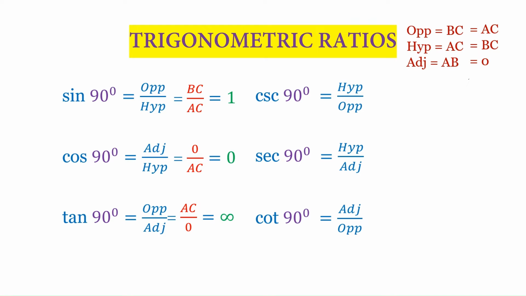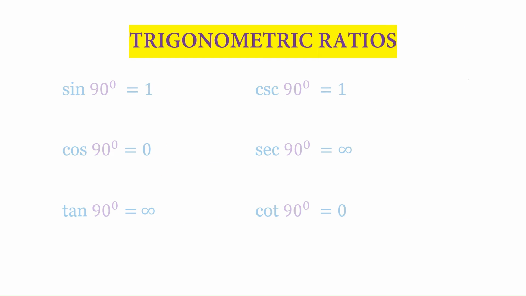Next is cosecant 90 degrees. Hypotenuse divided by opposite side. Both hypotenuse and opposite side are equal to one another, so this value would be 1. Secant 90 degrees, hypotenuse by adjacent. Adjacent value is 0, so anything divided by 0 is not defined. Cot 90 is adjacent by opposite. Here we have adjacent value to be 0, and 0 by anything is 0. So this value would be 0. With this, we have calculated the values for angle 90 degrees.